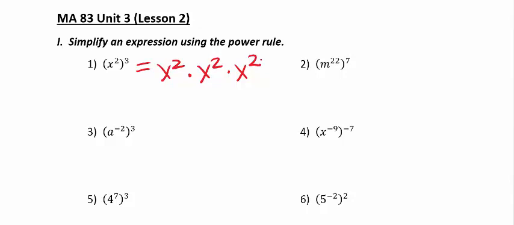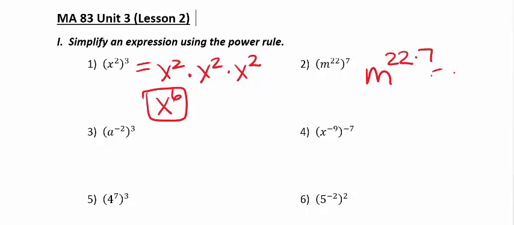And using the product rule, we can go ahead and add those exponents and we would get x to the sixth power. And we can see here the quick, easy rule is to go ahead and just multiply the exponents, and we keep the base the same. So in number 2, we're going to keep m as our base, and then we're going to multiply 22 times 7, and we get m to the 154th power.